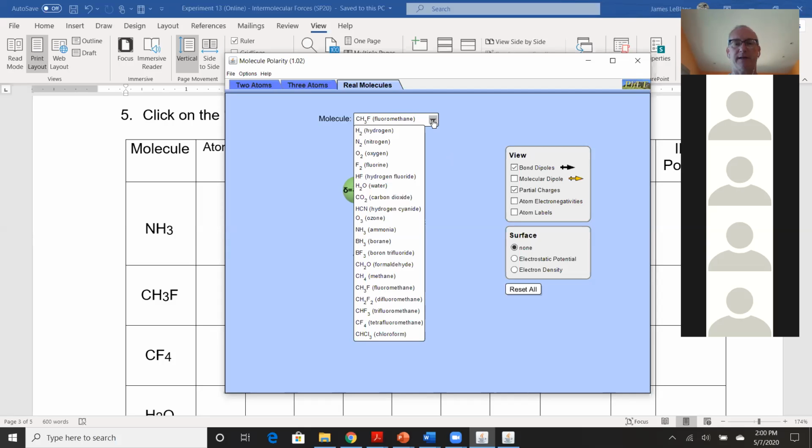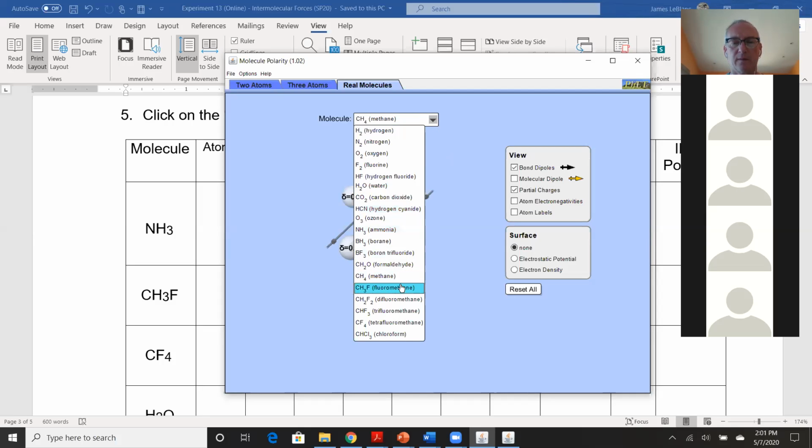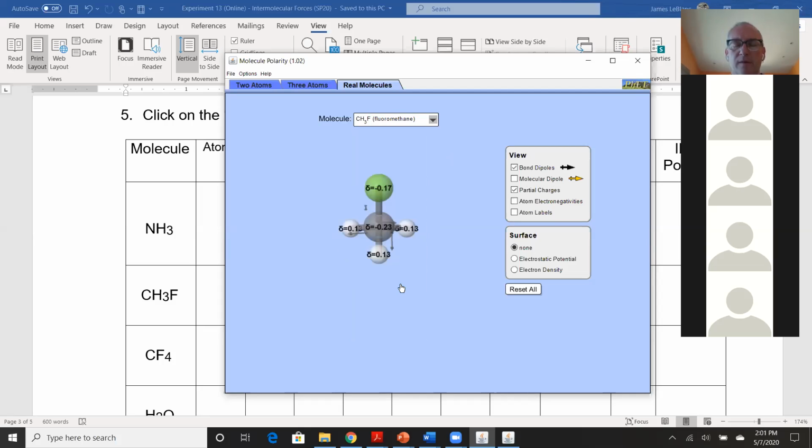I'll give you a hint. Let's look at methane. Let's go back to fluoromethane. Why do you think that, in this instance, you would expect fluorine, which is a lot more electronegative than carbon, to have more of a partial negative charge than carbon does, but it doesn't? Why do you think that is?